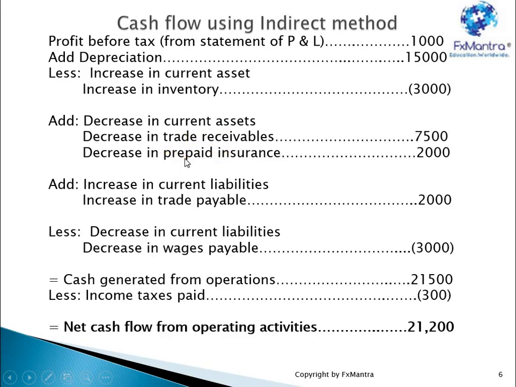So we looked into the format that increases in the current assets are supposed to be subtracted and decreases in the current assets are supposed to be added back. Likewise, current liabilities increases are supposed to be added. Current liabilities decreases are supposed to be subtracted. If we do all the calculations, the net cash generated from operations before taxes would be 21,500. After taxes, it will be 21,200.